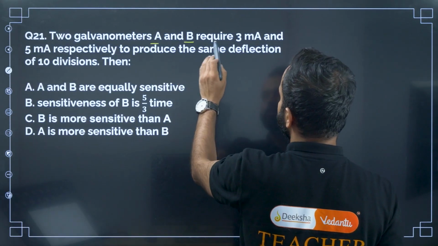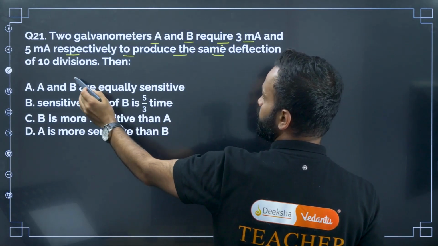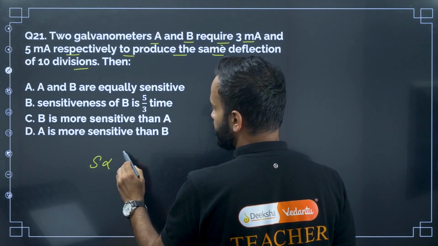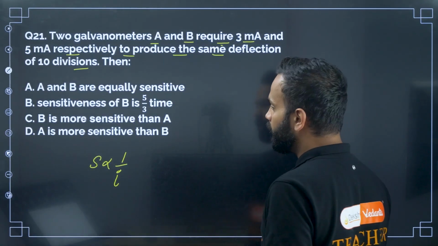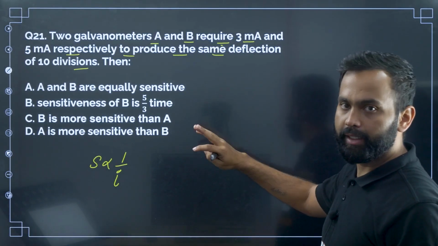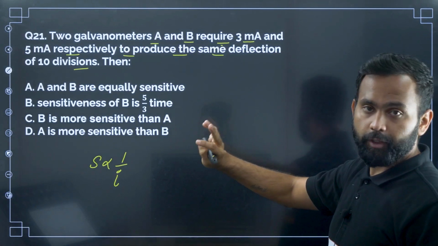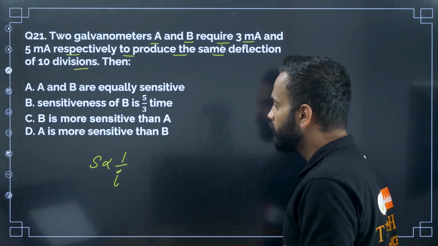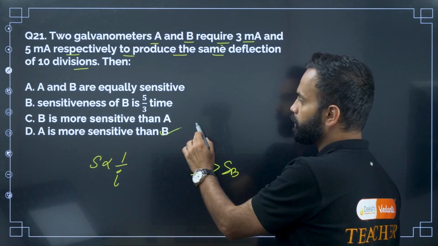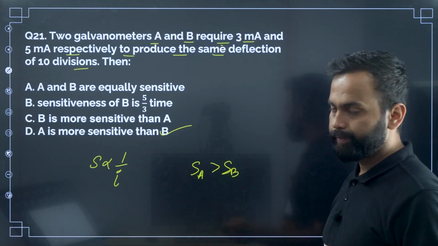Question number 21. Two galvanometers A and B require 3 milliampere and 5 milliampere respectively to produce the same deflection of 10 divisions. Then, the simple one. We know that sensitivity of the galvanometer is inversely proportional to the current. Now SA and SB are the sensitivity of galvanometers A and B, and the current in A is 3 milliampere and in B is 5 milliampere. Take the ratio. Then SA will be greater than SB. So the correct option is D.